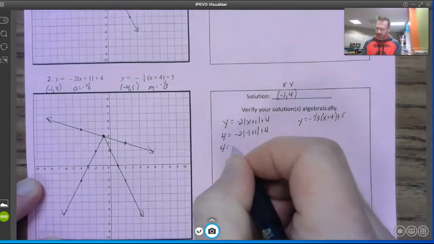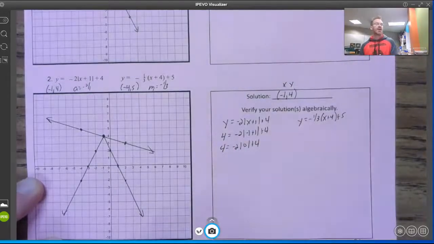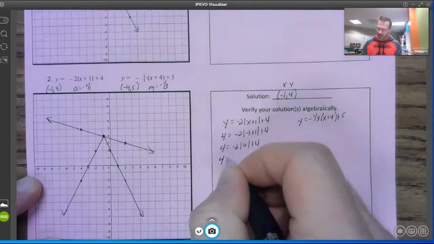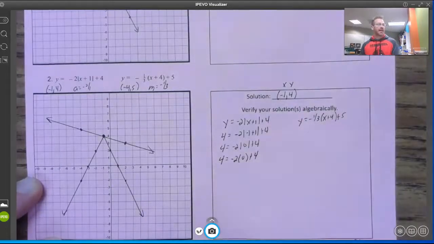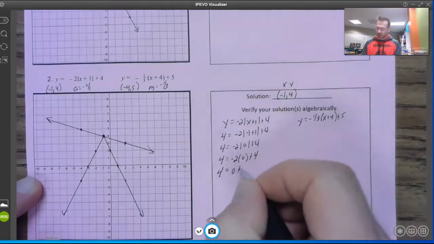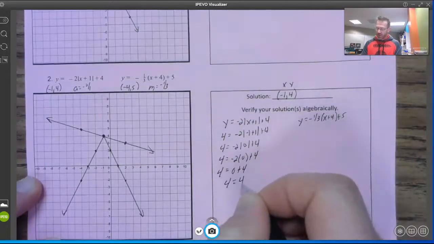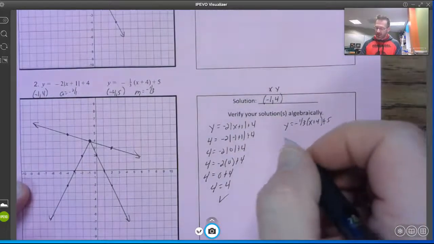Notice inside of our absolute value bars, we get 0. So we always do those grouping symbols first. Then we have to take the absolute value of the number before we do any other operations with that number. The absolute value of 0 is 0. Then negative 2 times 0 is my next operation, because it comes before addition. So that's 0. And then 0 plus 4 is 4. So it is verified, right? I should get a true statement at the end. Now let's repeat the process for our second equation.